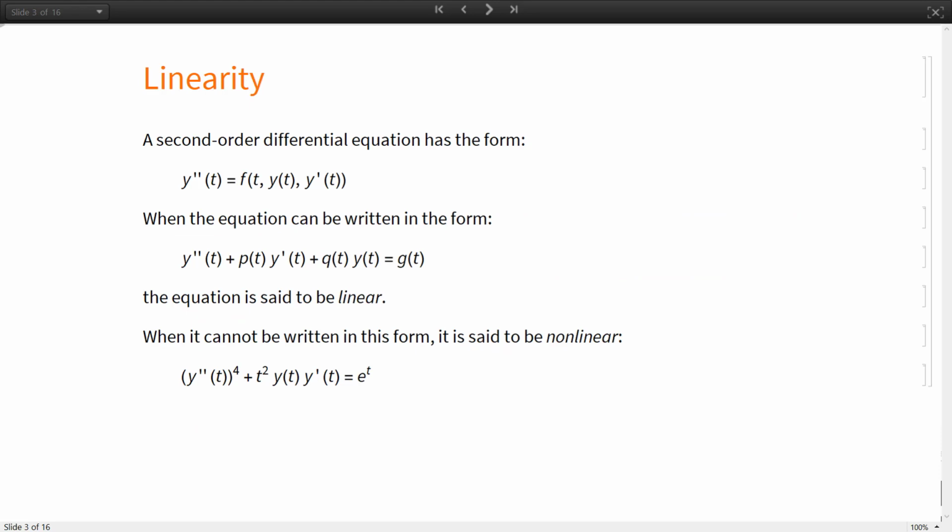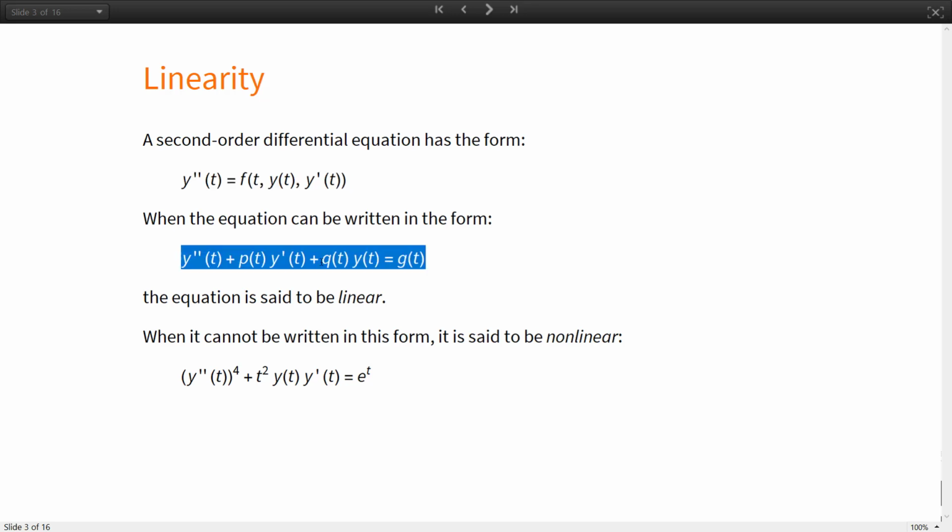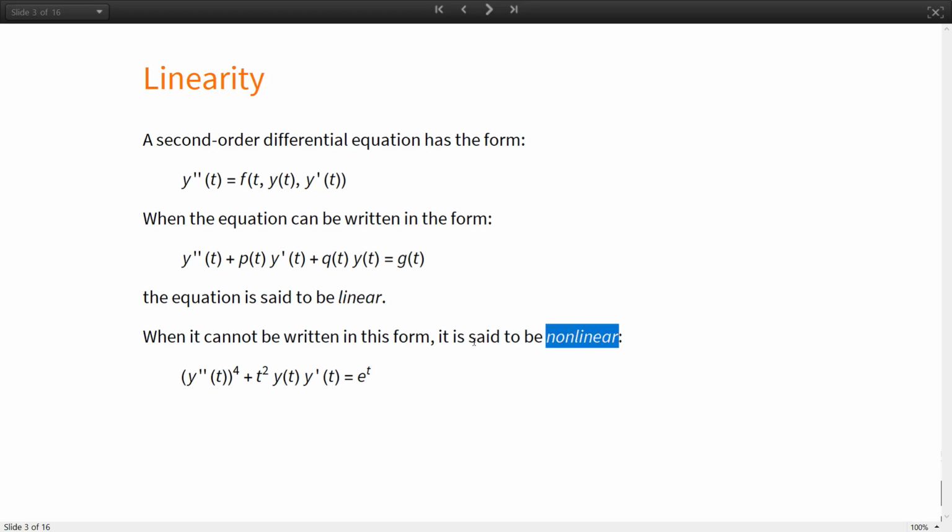The general form for a second-order differential equation is given here. When the equation can be written in this form, where the dependent variable and all of its derivative terms are only multiplied by functions of the independent variable, the equation is said to be linear. When the equation cannot be written in that form, it is said to be nonlinear. For example, this equation is nonlinear for two reasons. One, the second derivative term is raised to the fourth power, and two, the y of t term and its derivative are multiplied together.